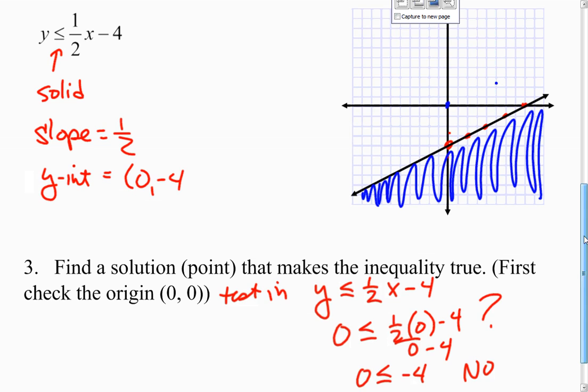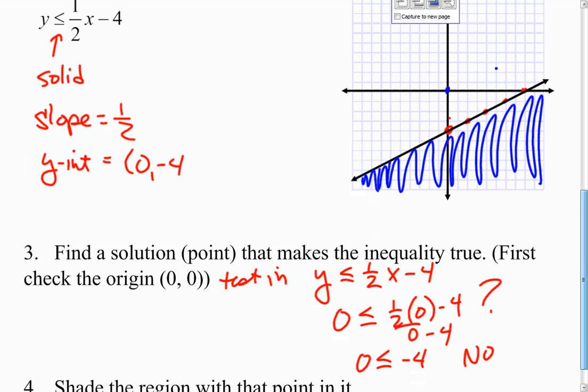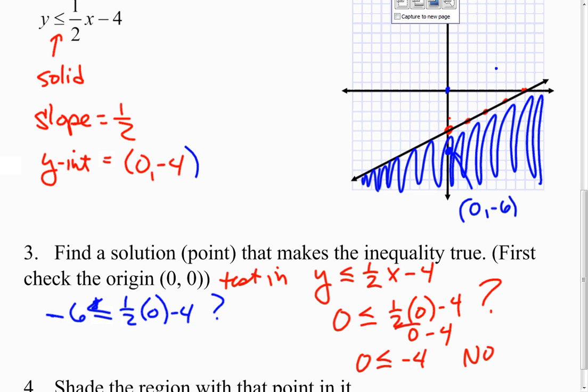And that's the last part, step 4. Shade the region with that point in it. So 0, 0 doesn't work. So let's try one of these over here. Okay, so let's say we check 0, -6. So if I plug that in, notice what happens. Is -6 less than or equal to 1/2 of 0 minus 4? So -6 is less than or equal to 0 minus 4. That's true.